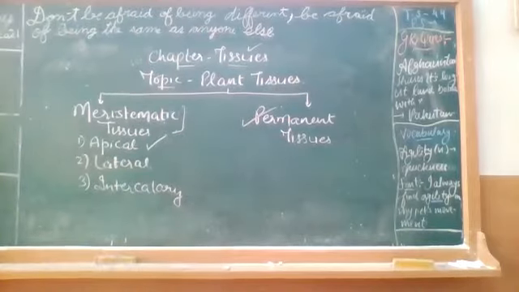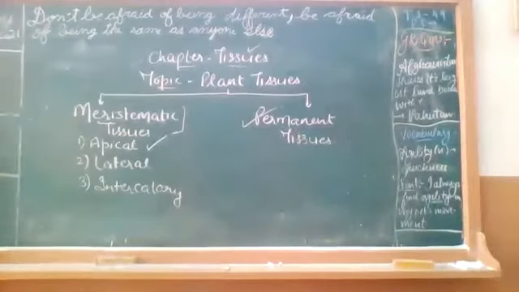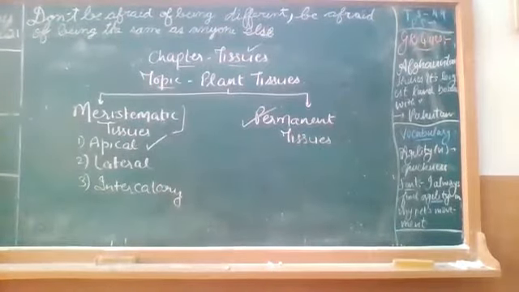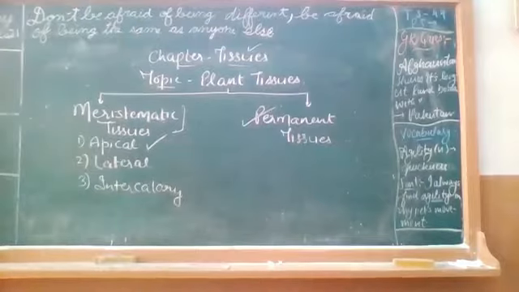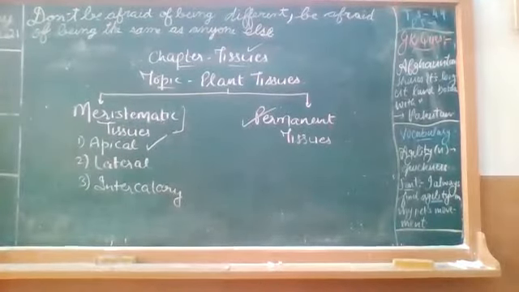What happens to the cell formed by meristematic tissue? They take up a specific role and lose the ability to divide. As a result, they form permanent tissue. Meristematic tissue से क्या बन गया? Permanent tissue.